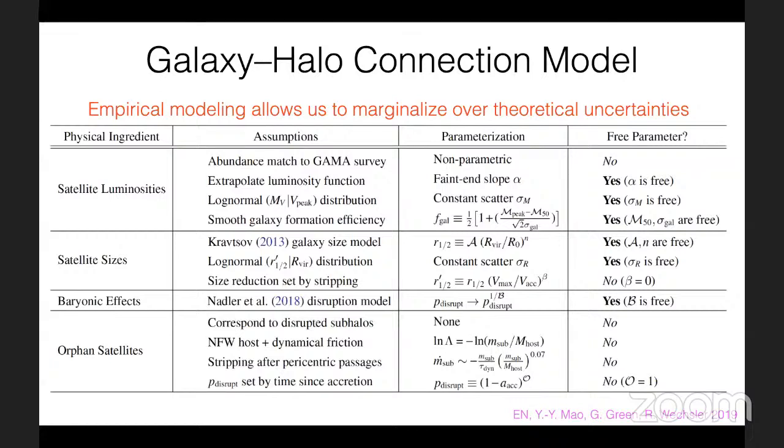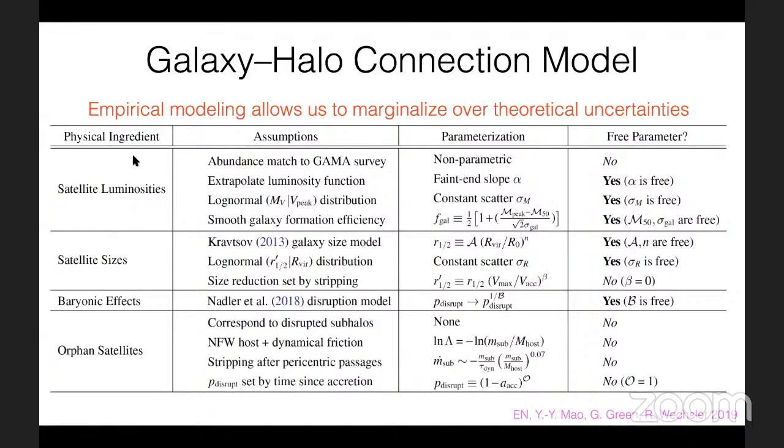Okay, so with these ingredients, with these resimulated halos that we resimulate at extremely high resolution in order to resolve their subhalo populations, we can start to build a model of the galaxy halo connection. And as I said, this model is empirical, which allows us to parameterize and then marginalize over the theoretical uncertainties in the galaxy halo connection in the ultrafaint regime.